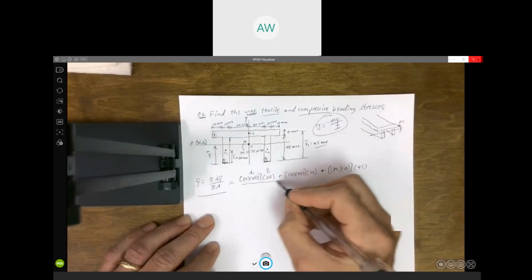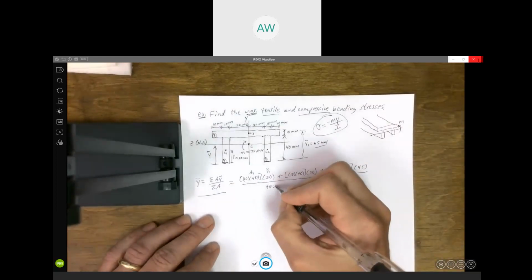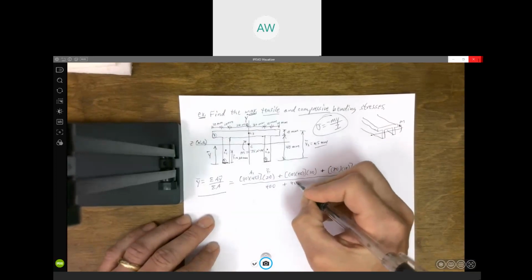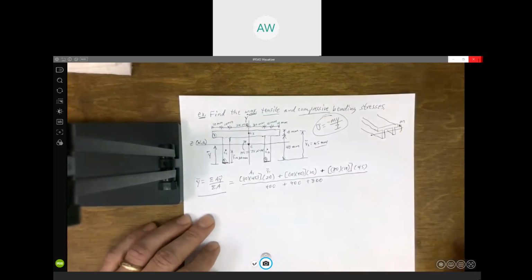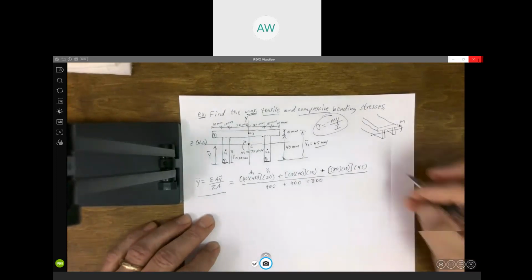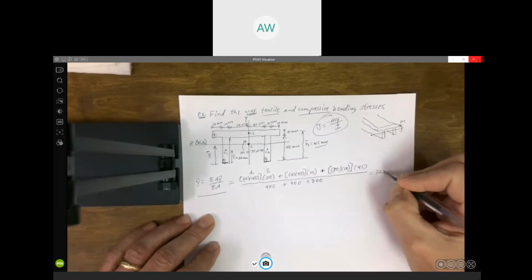And then we just divide by the sum of the areas. So this is 10 times 40, which is 400, and 10 times 80, which is 800. Then you pull out your calculator, crunch the numbers, and I got 32.5 millimeters.